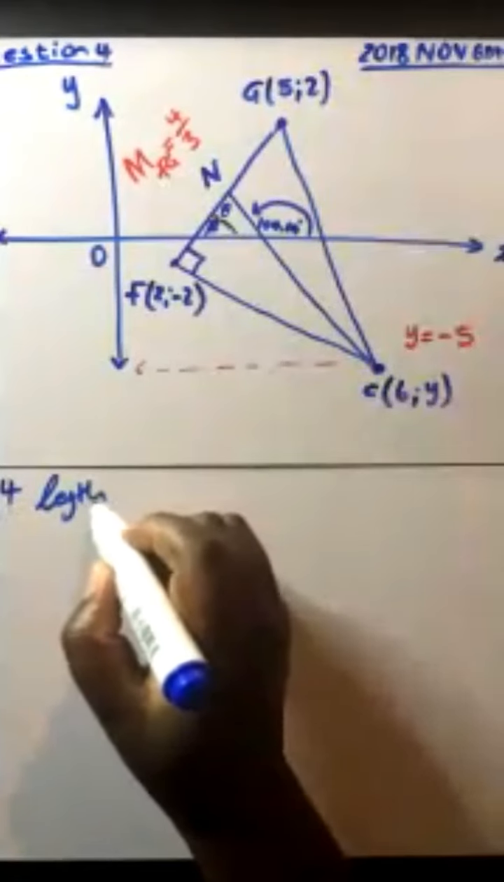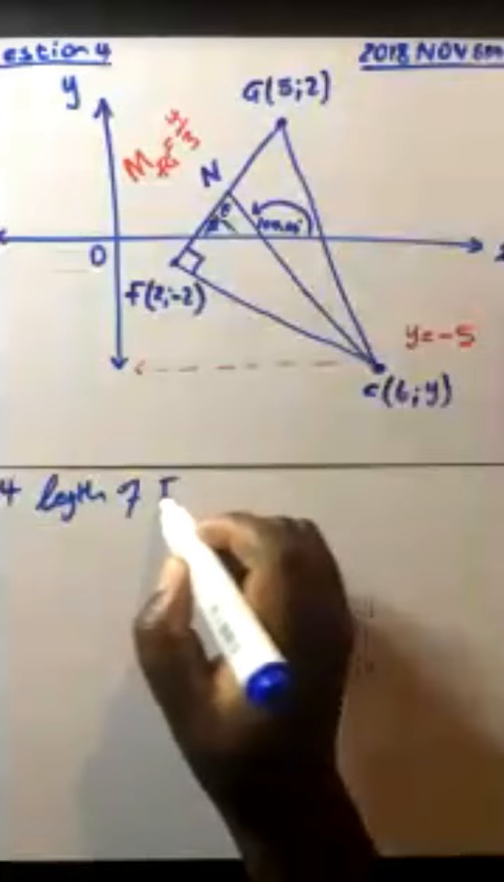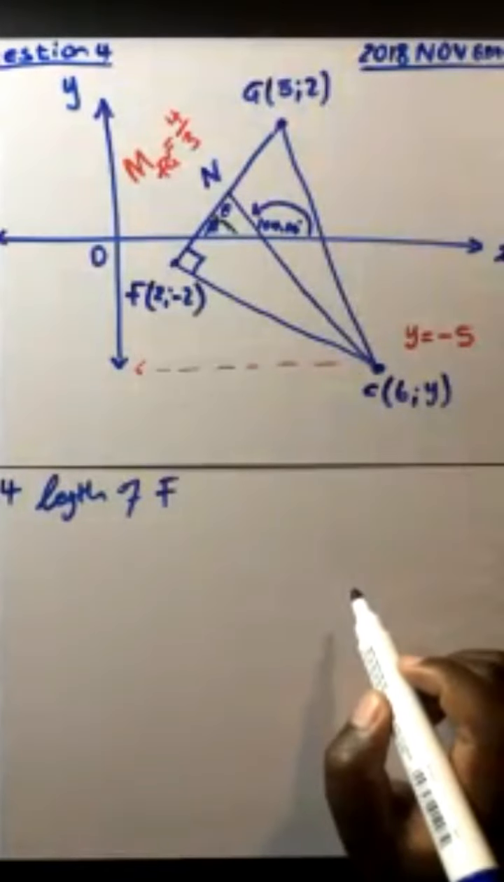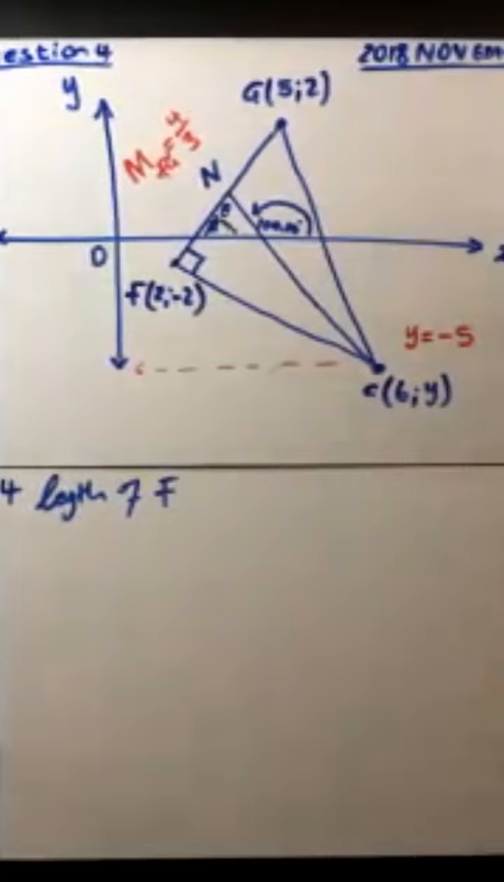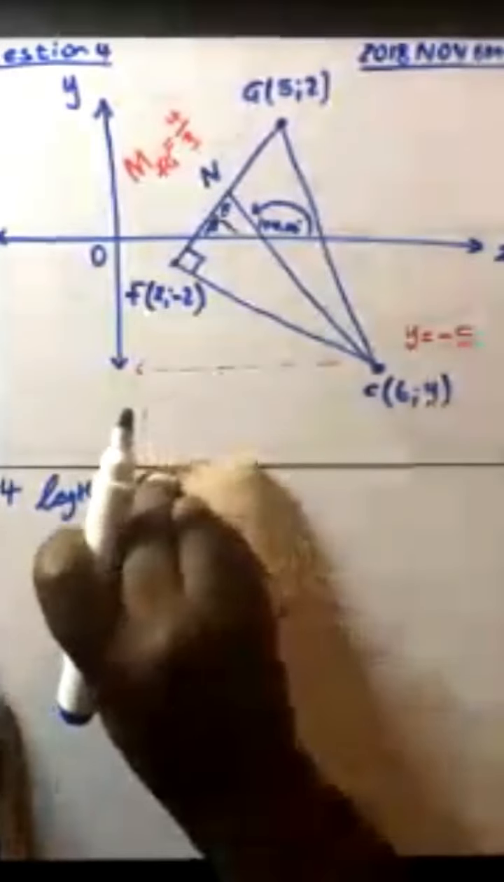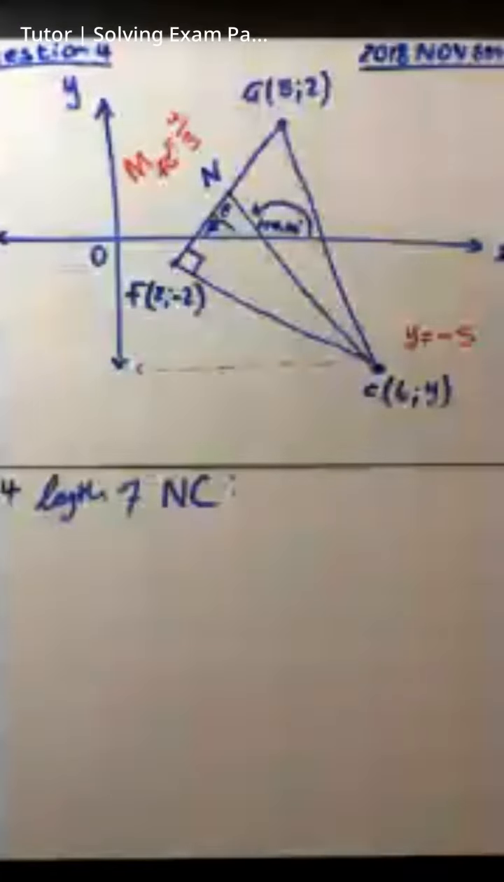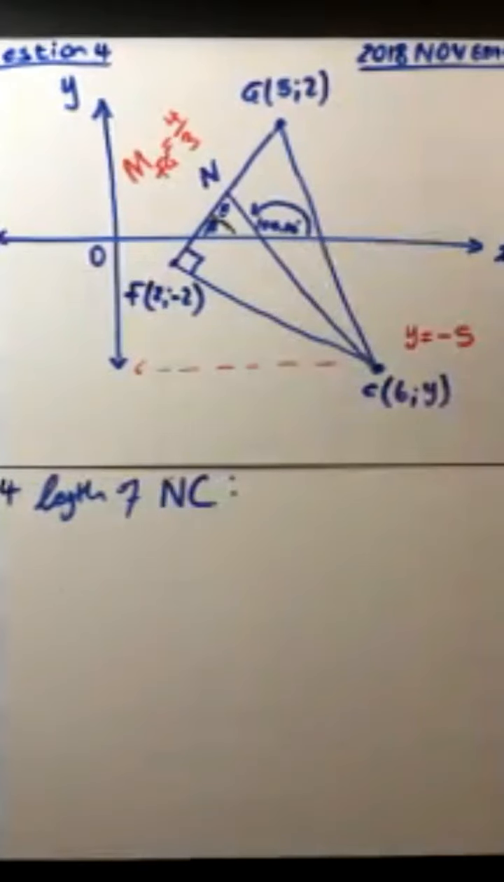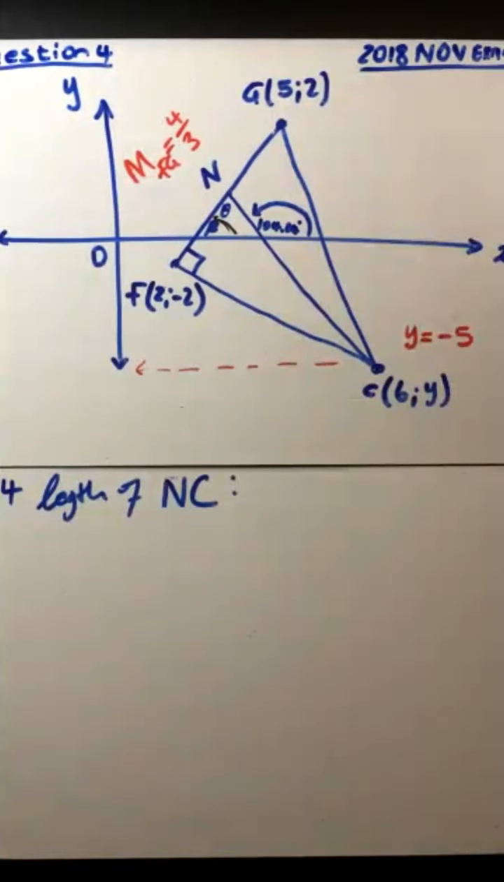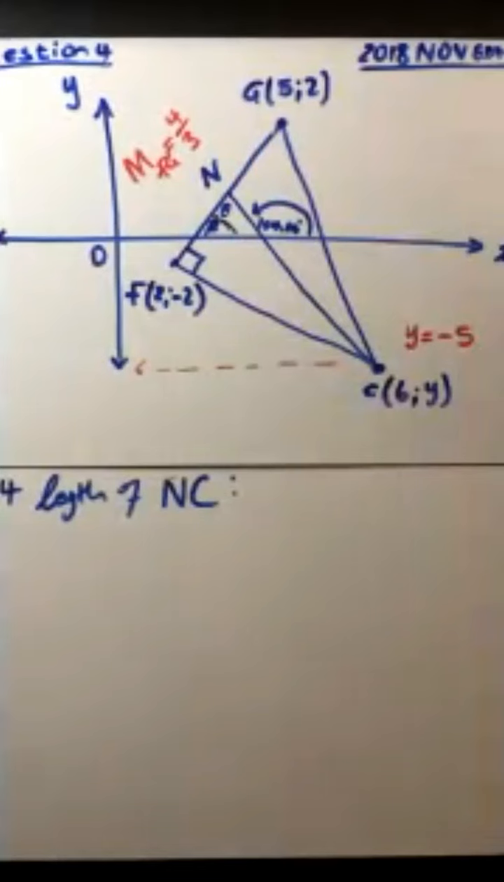Let's see, length of, what is it, FC? NC. Oh, the length of NC. The length of NC. Sure. Yeah. This is going to be a very tricky question, but I think we can try to check what information we've got, and again what information we need.